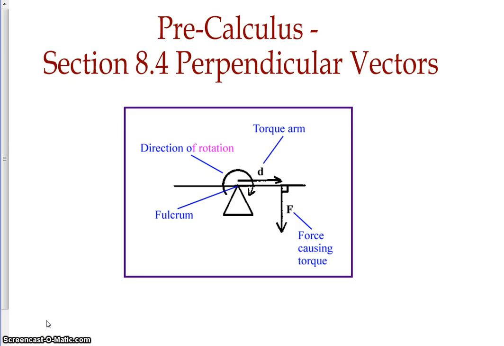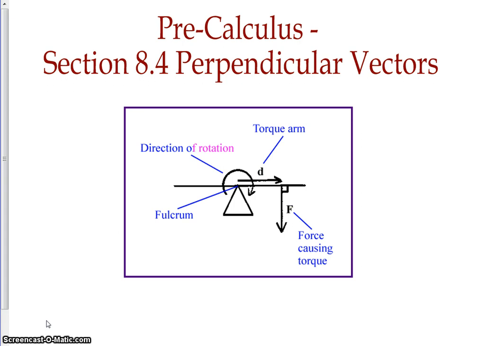Okay, because we're working today in section 8.4, which is on perpendicular vectors. How do you really figure out if something is a perpendicular vector or not? What we're going to be getting into is cross products and dot products. We're going to start with what's called a dot product and then move on to a cross product.